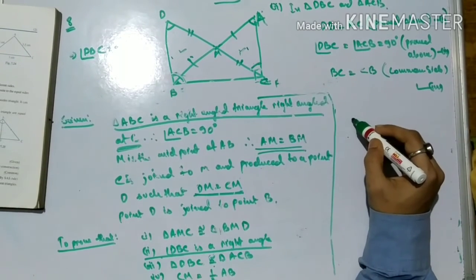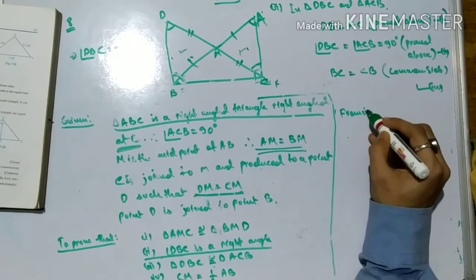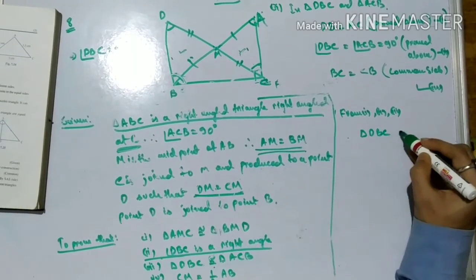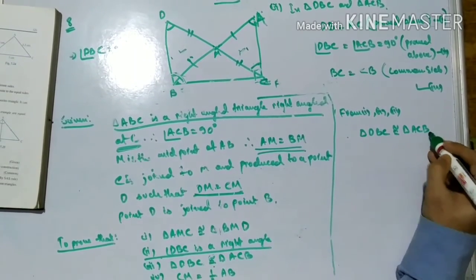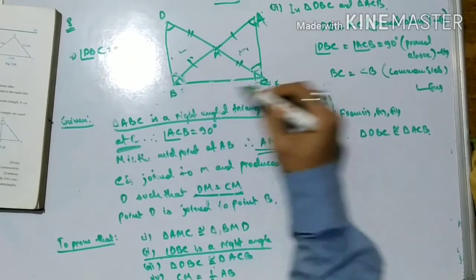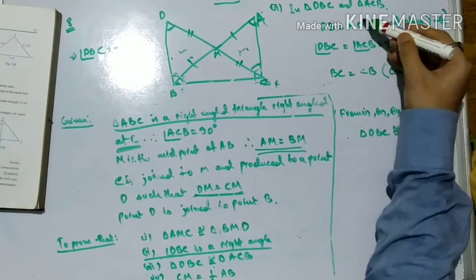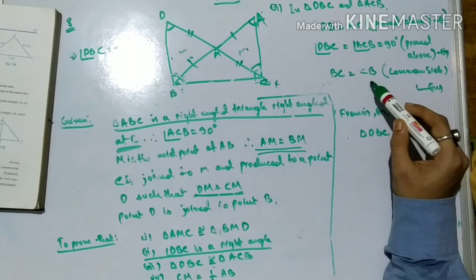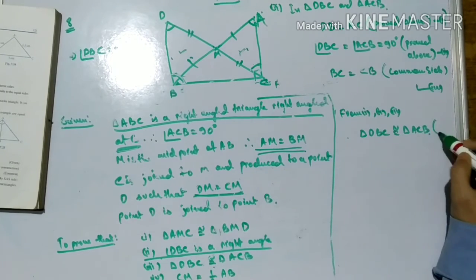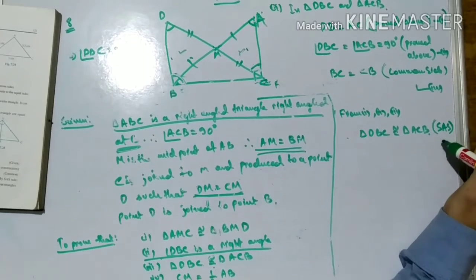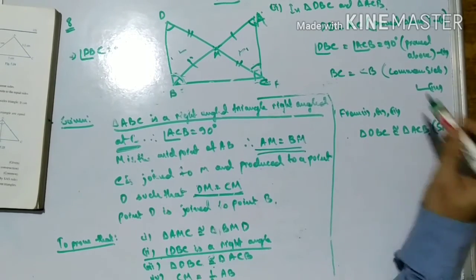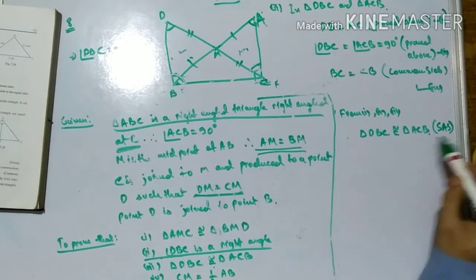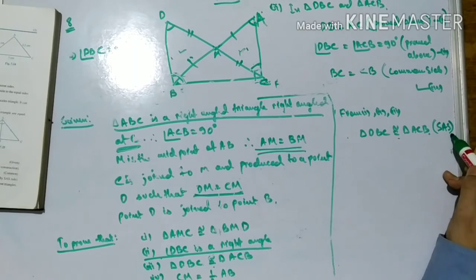So from 1, 2 and 3, I can say that triangle DBC is congruent to triangle ACB. Okay, by how? Side angle side, SAS. Don't write RH. RH is okay when there is a 90 degree angle, but the hypotenuse equality is not there. Understand? So this is SAS: triangle DBC congruent to triangle ACB, SAS.